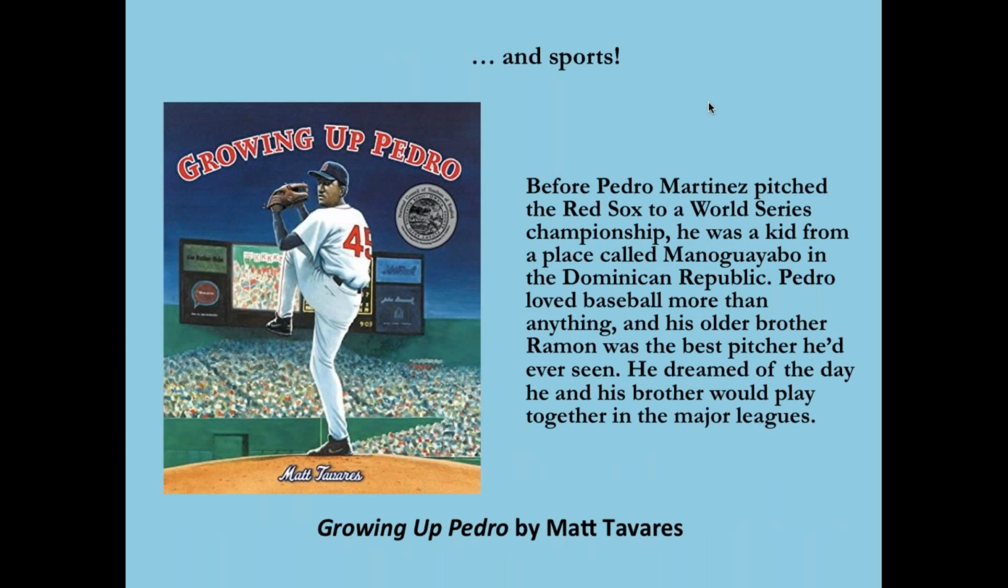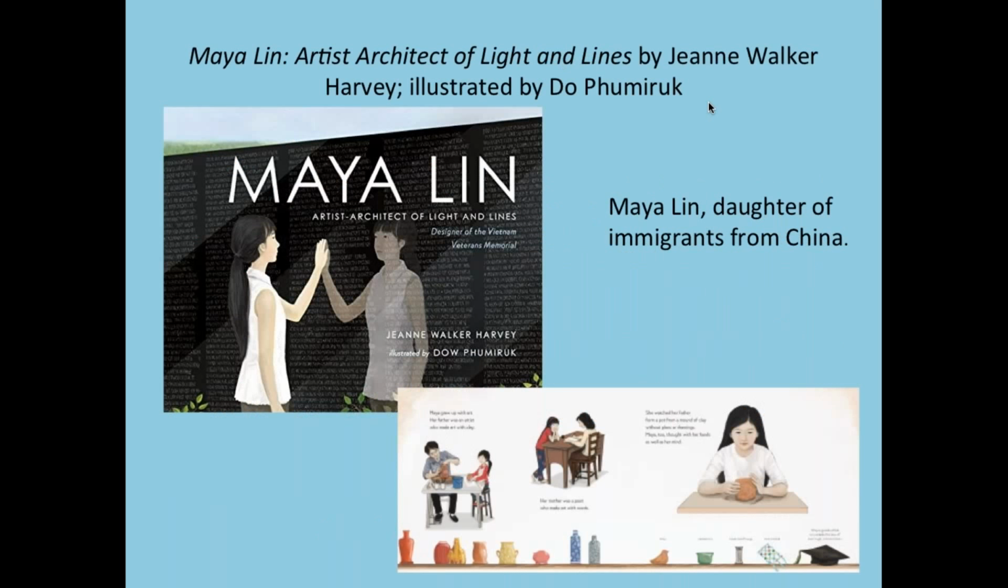And sports. This wonderfully written and illustrated book, Growing Up Pedro, is about Pedro Martinez when he was still a kid in a place called Guayabo, in the Dominican Republic, and his love of baseball and his love and support of his older brother. A book about Maya Lin, not herself an immigrant, but the daughter of immigrants from China.